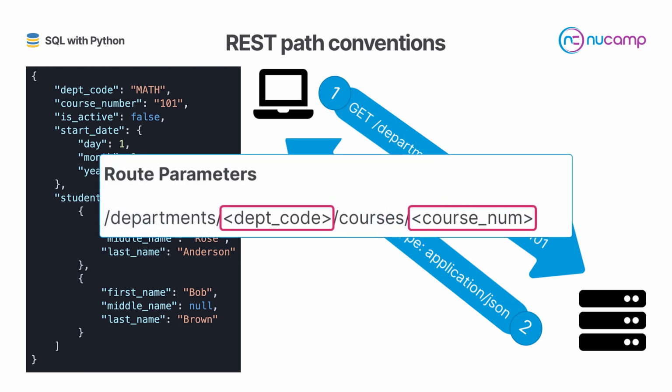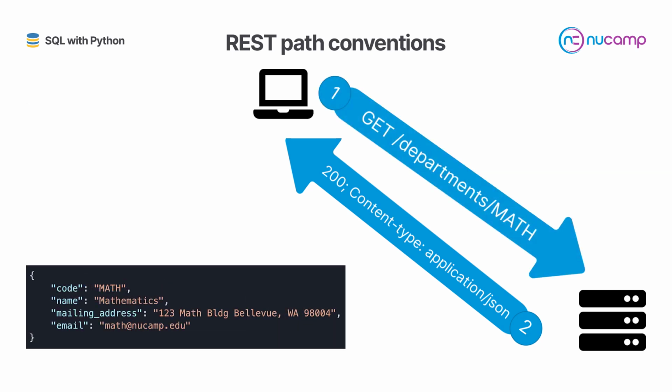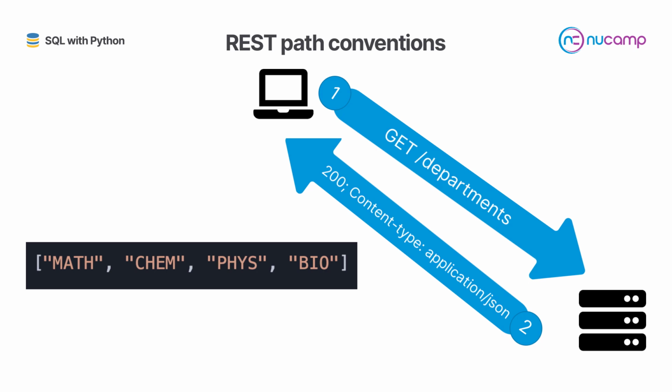What makes this convention even more compelling is the way we can walk backwards down a path and still understand the intent of each request. For example, get/departments/math/courses should respond with a list of courses in the math department. Get/departments/math should respond with information about the math department itself. And finally, get/departments should respond with a list of departments.